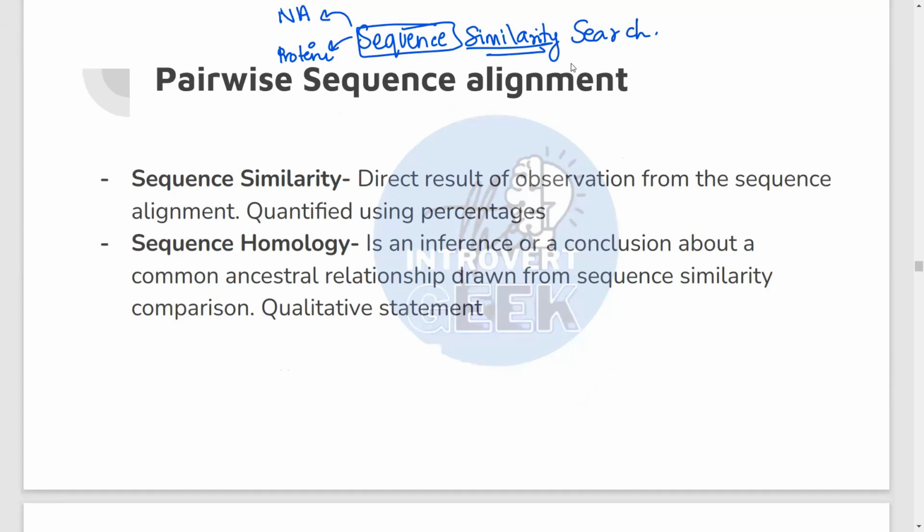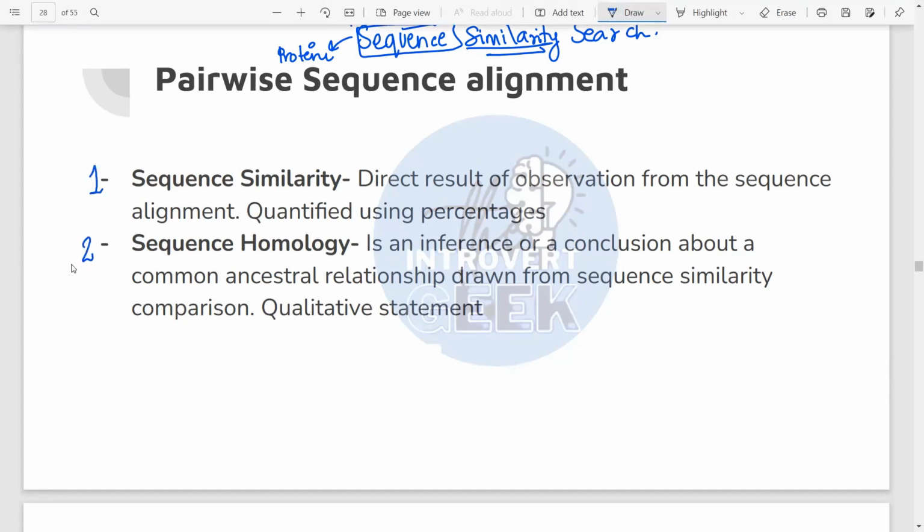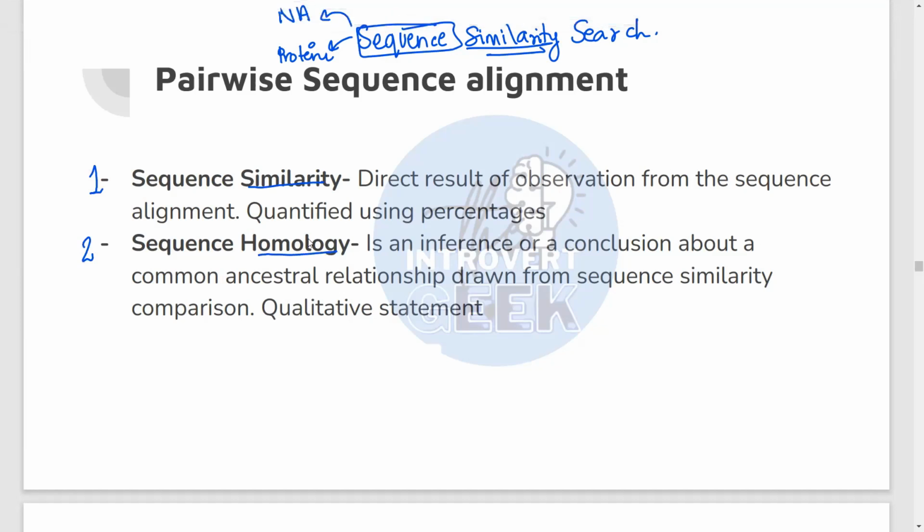Before diving into the different methods, we have to understand some terms associated with this. The first term is sequence similarity, and the second is sequence homology. Many people interchangeably use similarity and homology. Now we are going to understand why that is incorrect.